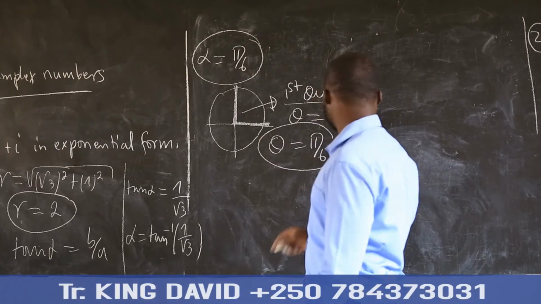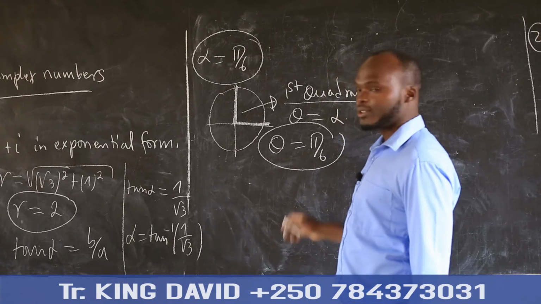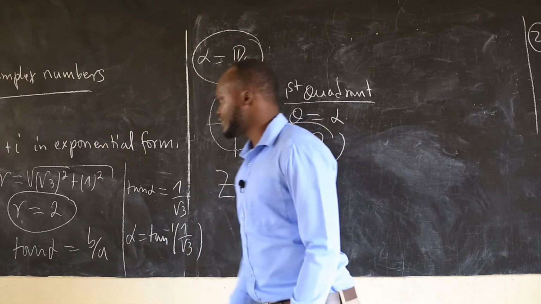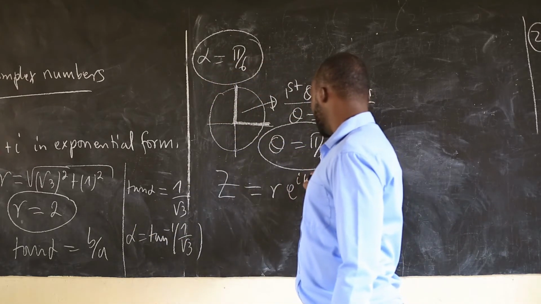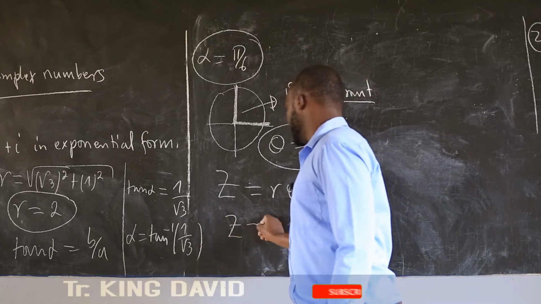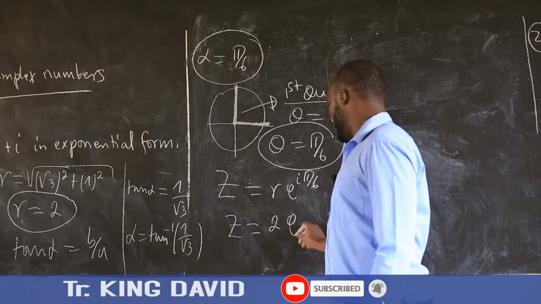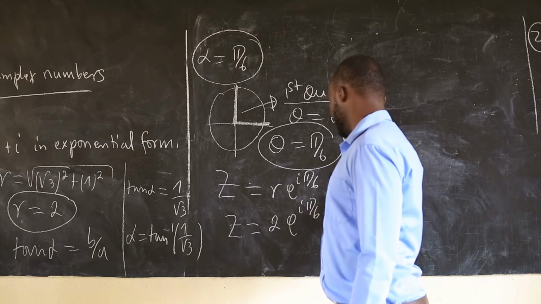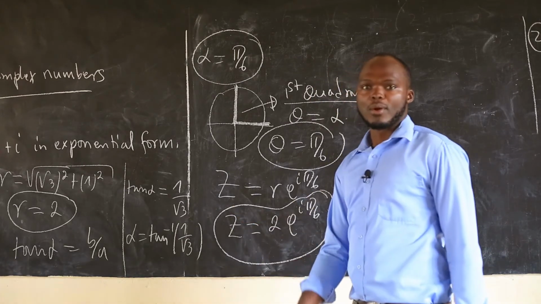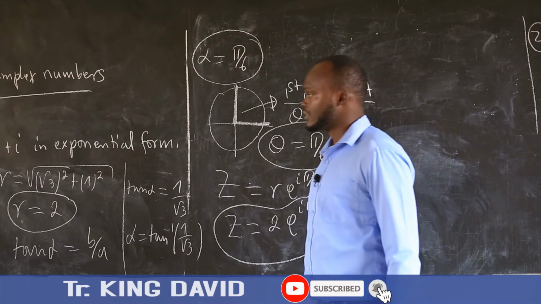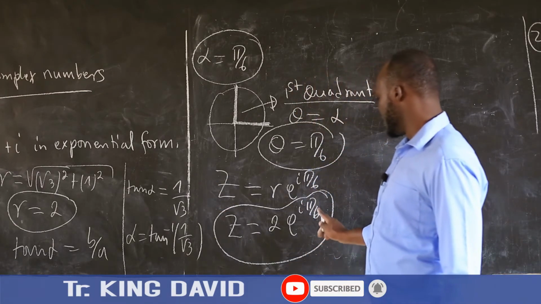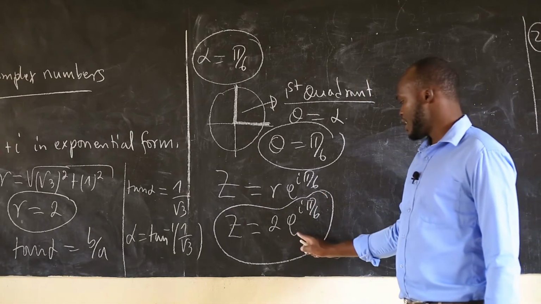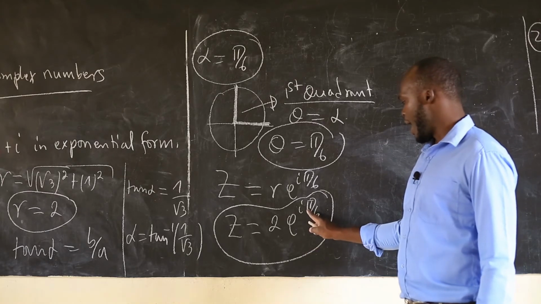So after getting the angle equal to pi over 6, what is our z? Because now we have the argument and we have the modulus. So our z is r e power i pi over 6. So our z is r, which is 2, e power i pi over 6. So that is the polar form of that complex number. I hope there is no question here. Do you have any question? Yeah, there is no question. This is 2 e power i pi over 6.